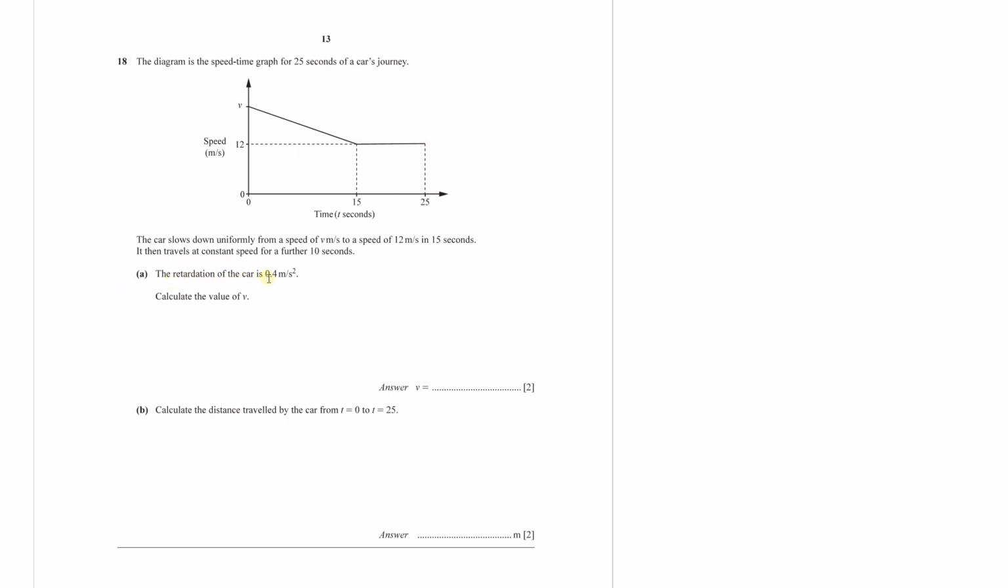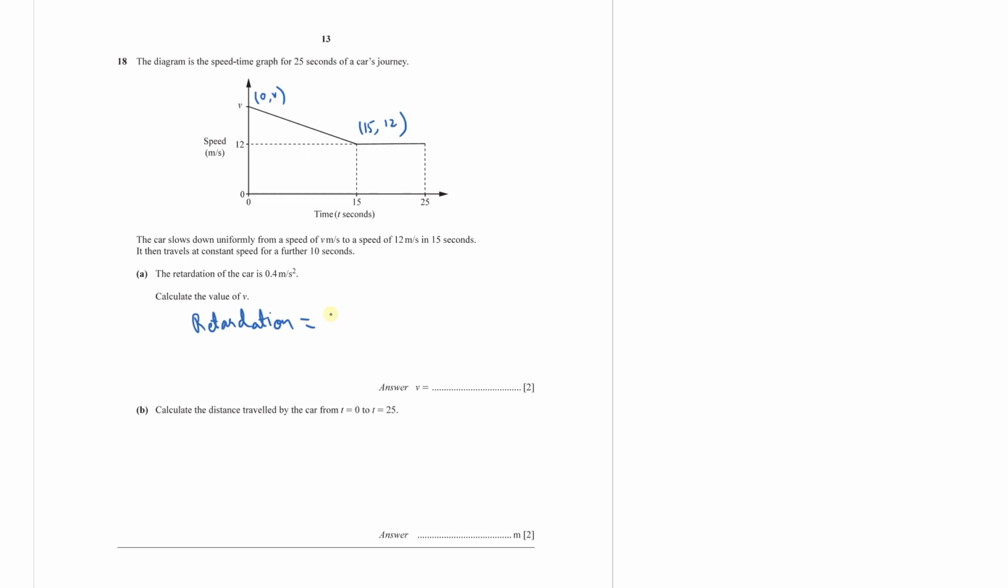The retardation of the car is 0.4 meters per second squared. Calculate the value of v. So you know that your retardation is given by the gradient of the speed-time graph. We can calculate the gradient using this point here, which is at 0 and v, and this point here at 15 and 12. So your retardation is given by your change in speed, which is v minus 12.